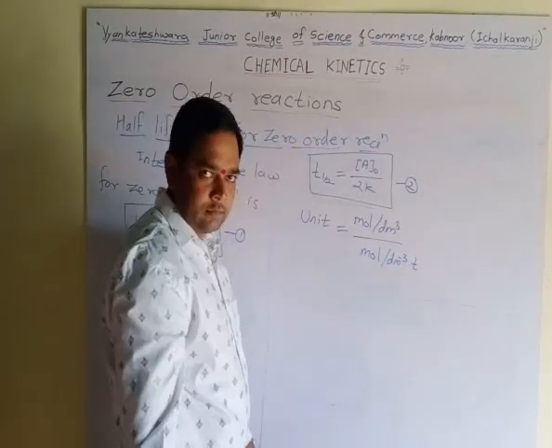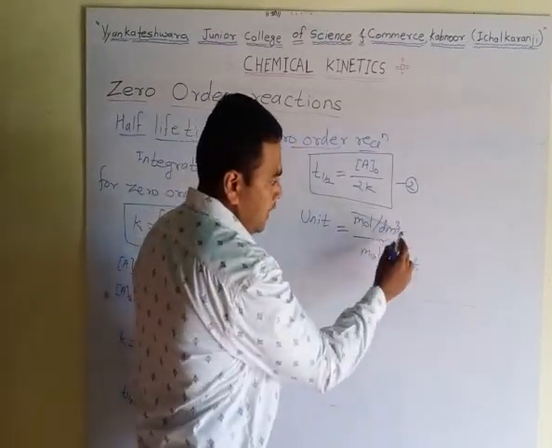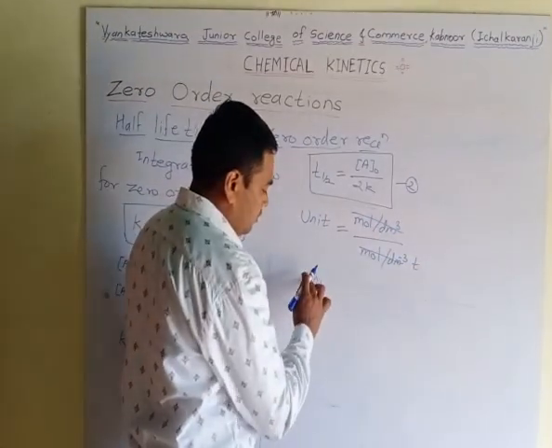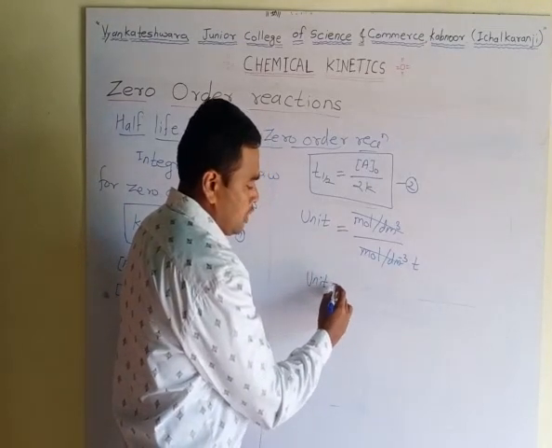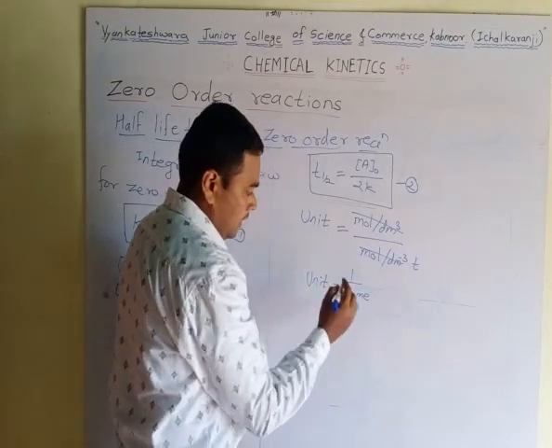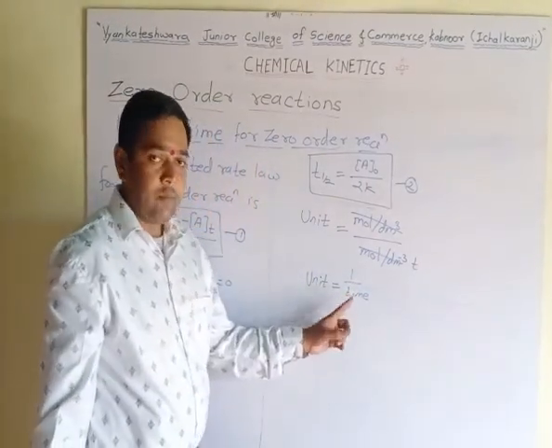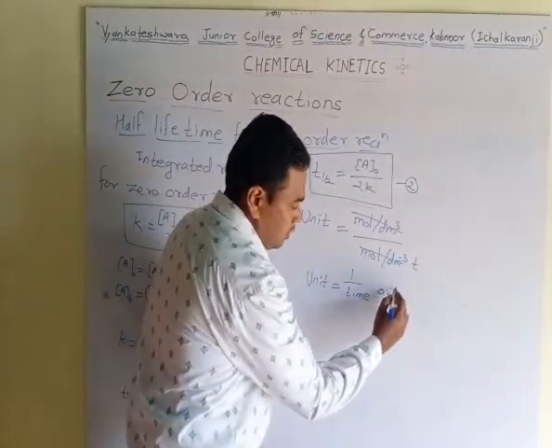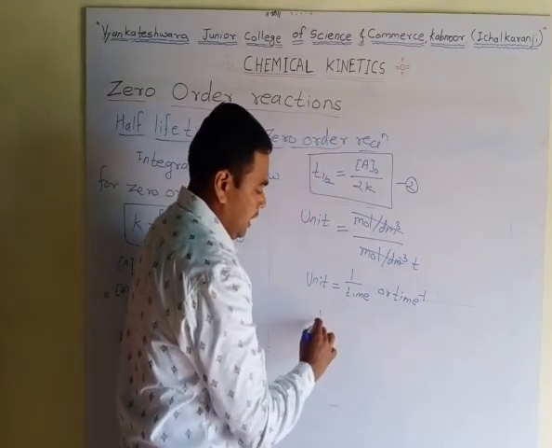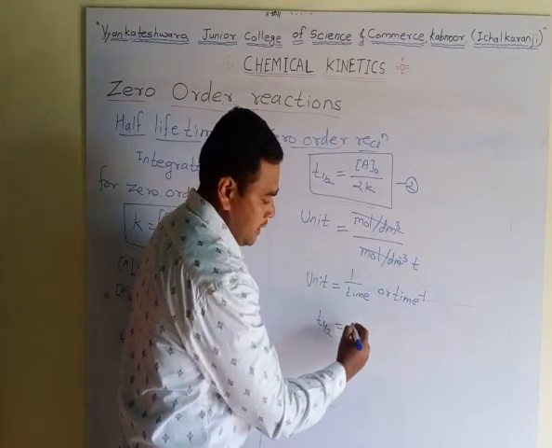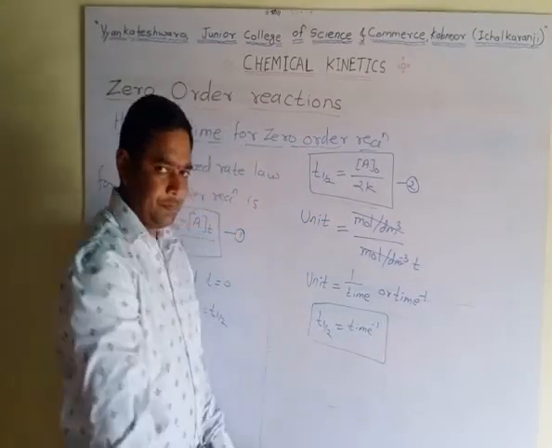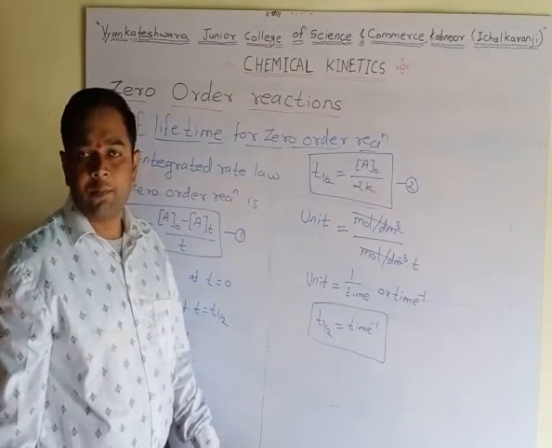per time. Hence, this moles per dm cube gets cancelled, and the unit for the zero order reaction is 1 upon time, which means time inverse. t half for a zero order reaction has the unit of time inverse. This is the unit.